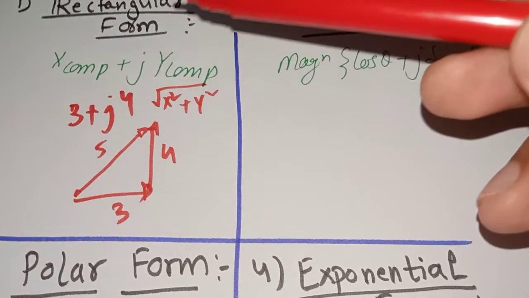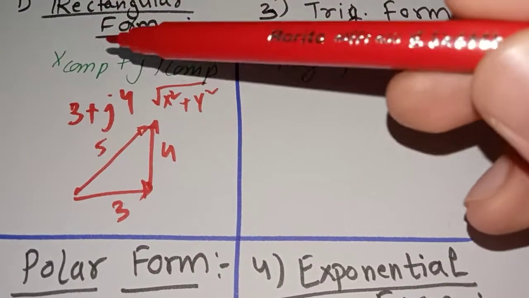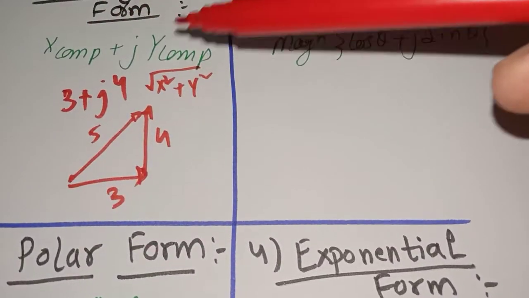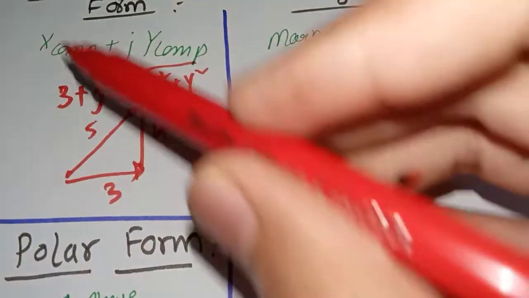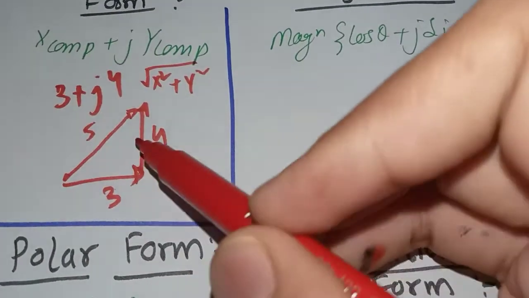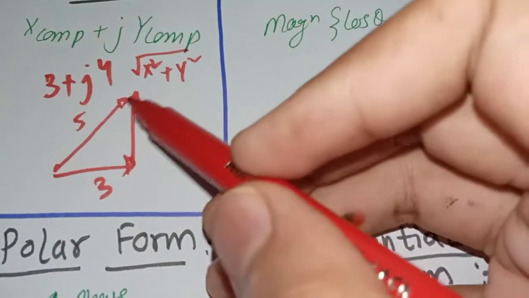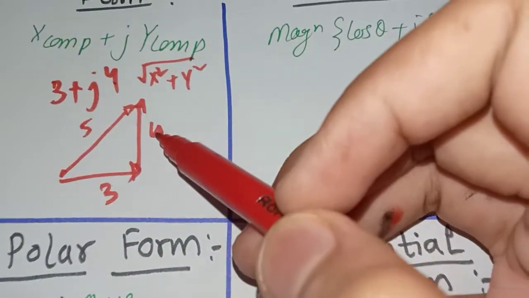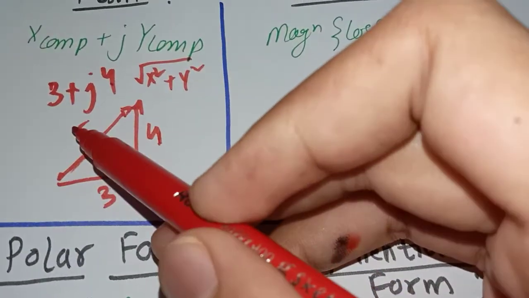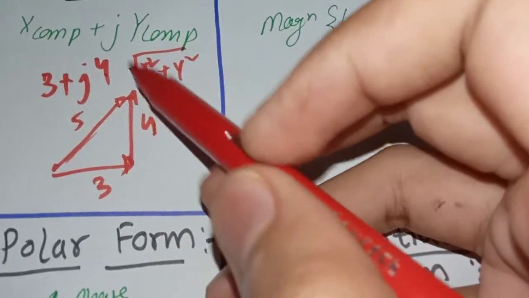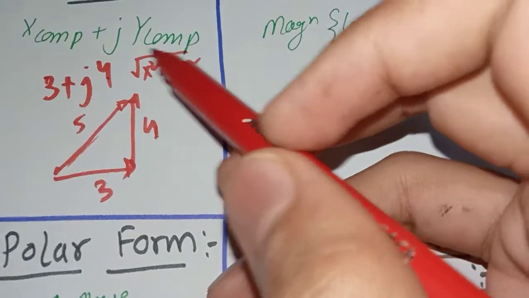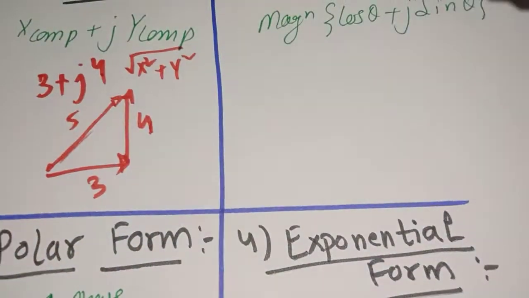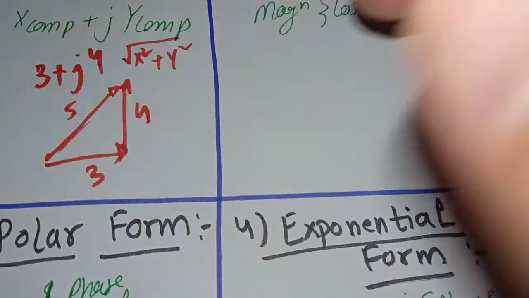So the first one is rectangular form, right? The standard form I have written in green color. You can see them. So it is x component plus j times y component. So x component can be drawn on the x-axis and y component can be drawn on the y-axis, and this is 4, right? Because the y component is 4, and this is the resultant, which we can find out by finding the root of x square plus y component square. So you will get the resultant, right? So this was all about rectangular form.